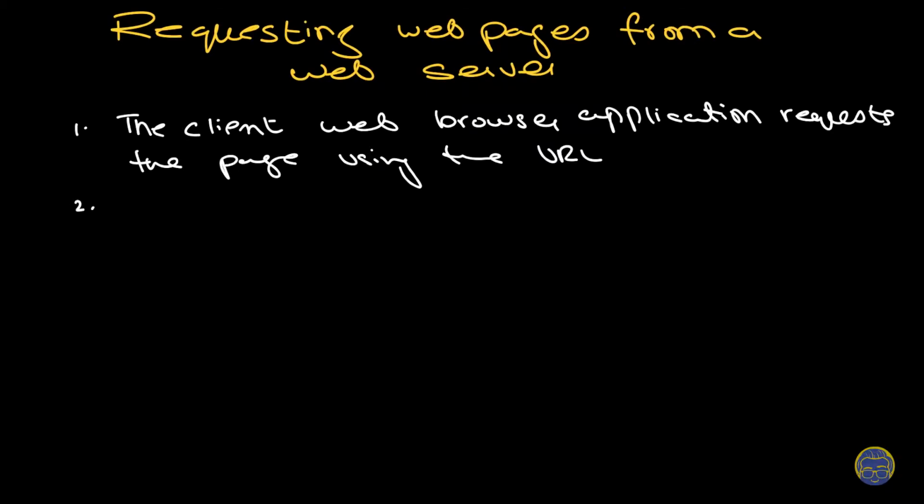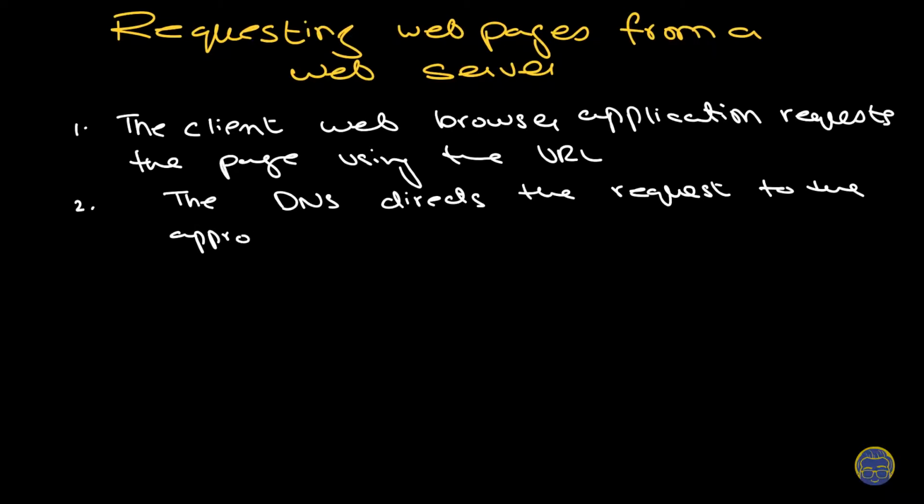So the request sequence is: the client web browser requests the page using the URI. The DNS directs the request to the appropriate domain. The server then retrieves the page. Then the server sends the page content consisting of HTML tags and text contents only to the client. And then the client web browser software renders the page and displays it.